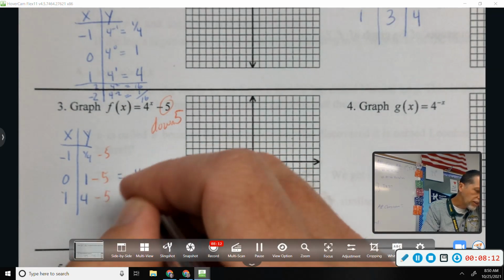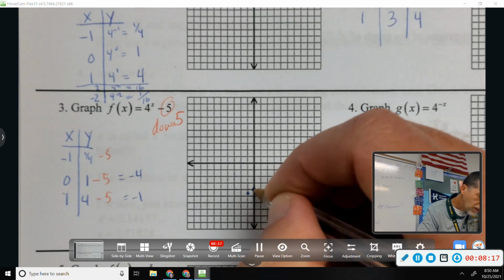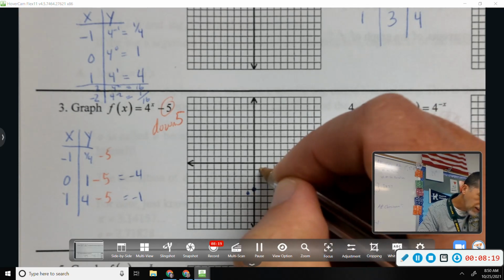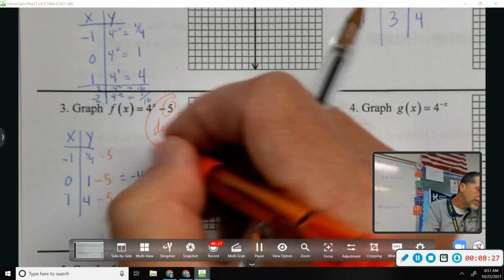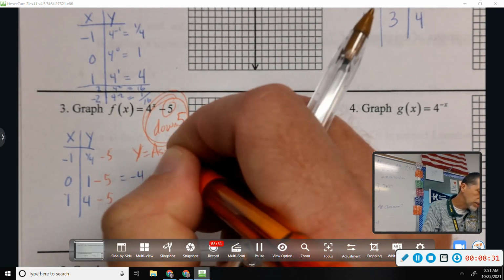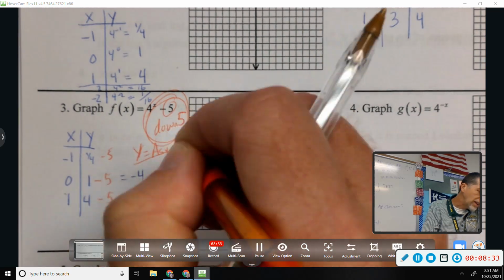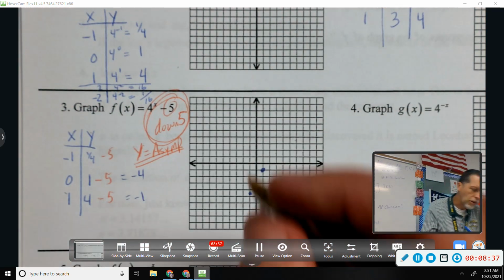The others are a little easier. 0, -4. 1, -1. Where's our asymptote on this one? The -5. That number by itself is the y equals asymptote. And you don't have to know that. You can just figure it out, but it makes it a little bit easier if you know that.